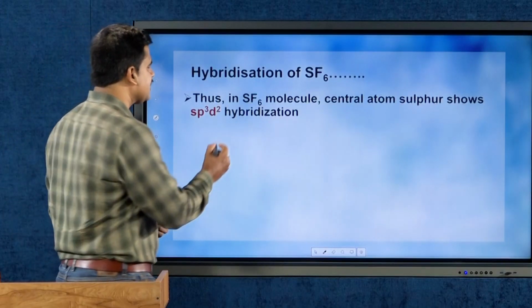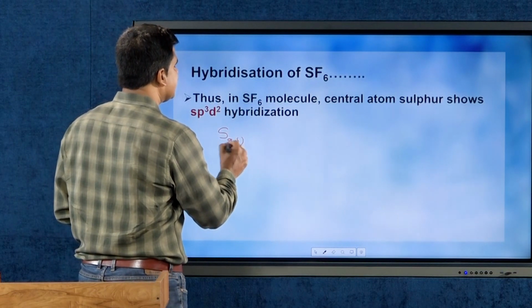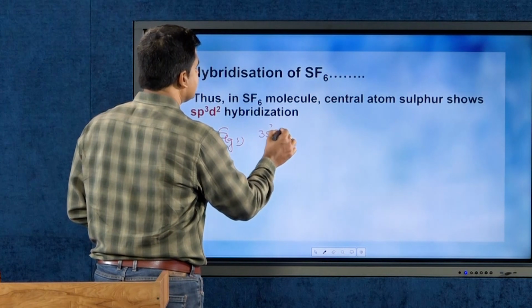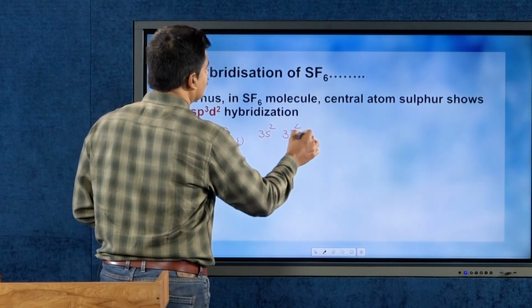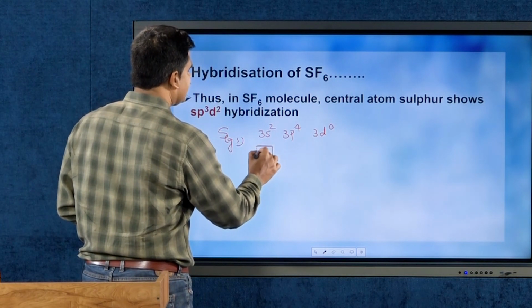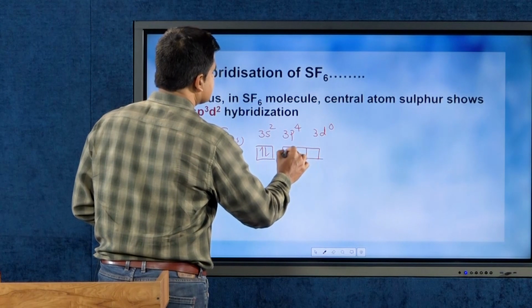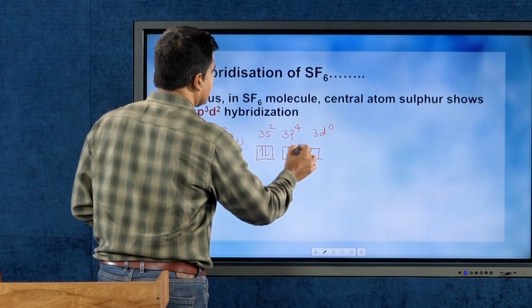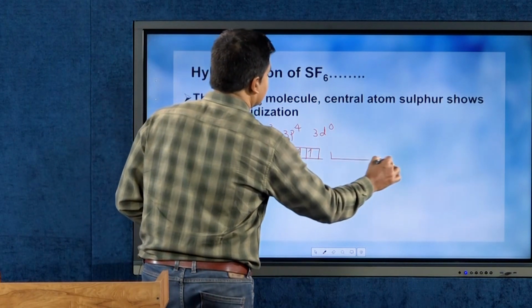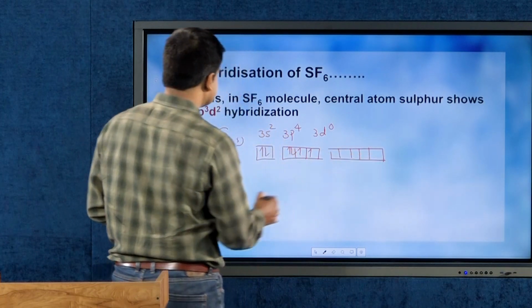It is very well clear that the central atom sulphur in the ground state has an electronic configuration of 3s2, 3p4 and 3d0. This can be represented like this. This is 3s2. These are 3 p orbitals which give a 3p4 arrangement like this, and there are no electrons present in the 3d subshell, so 3d0.